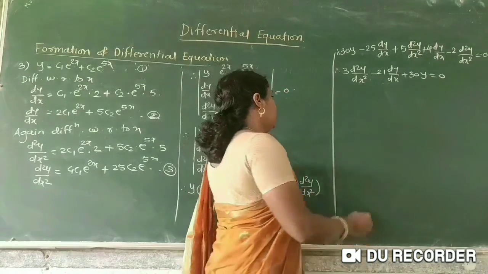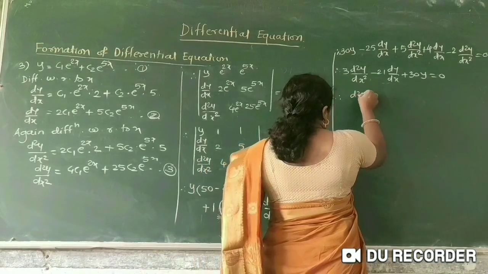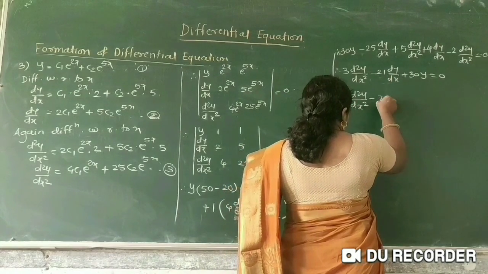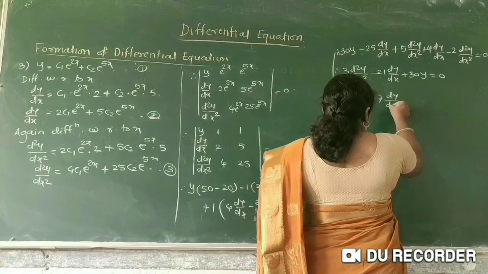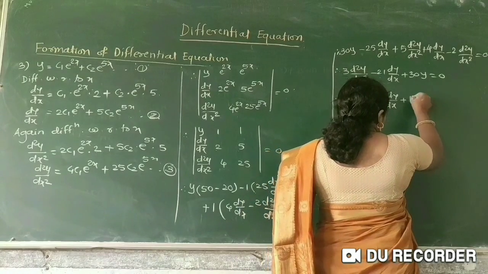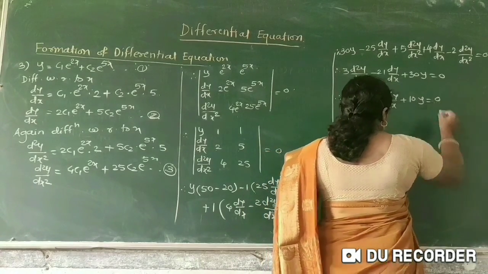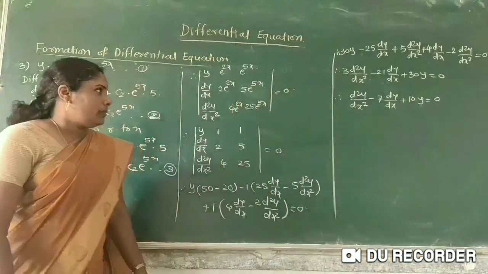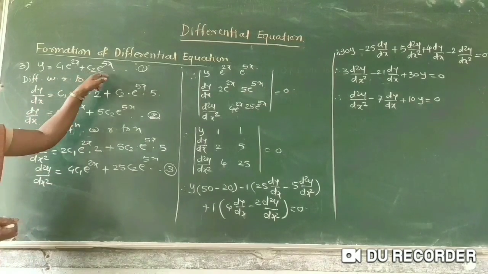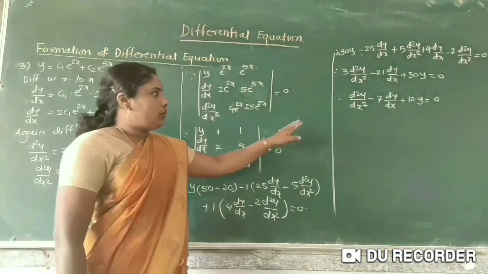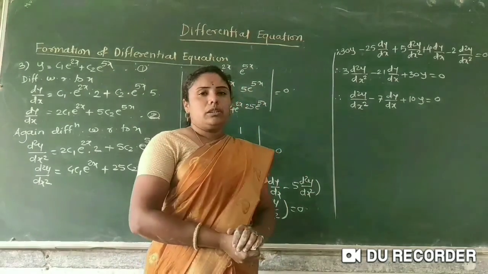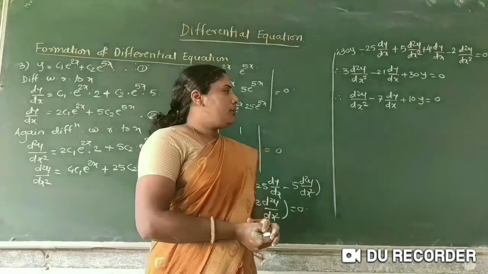Taking 3 common in all terms, we get d2y by dx square, 21 divided by 3 is 7, minus 7 dy by dx plus 10y is equal to 0. Therefore, the differential equation of the equation y equal to c1 e raised to 2x plus c2 e raised to 5x is d2y by dx square minus 7 dy by dx plus 10y equal to 0. In this way, we have to calculate the differential equation.